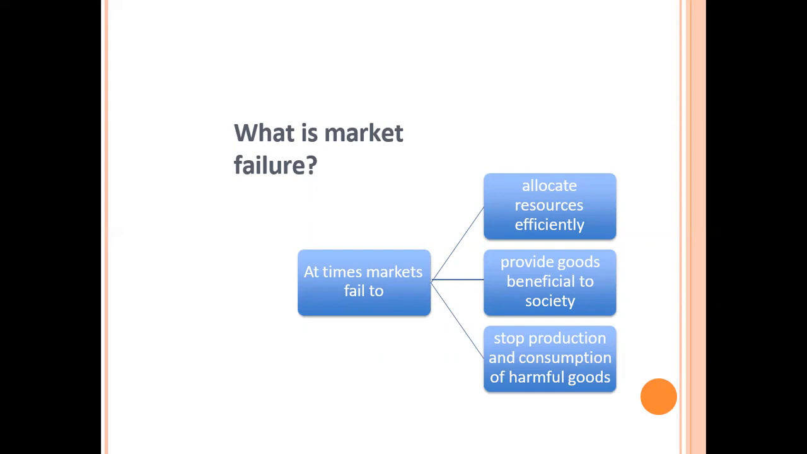Market failure arises because of imperfect information. Market failure may arise with age, race, or gender discrimination that results in unequal treatment for some workers. Such discrimination destroys the incentive to use labor resources efficiently and undermines the value placed on equal treatment for workers. Market failure also arises when the cost minimizing effort of businesses operating with the profit motive leads to pollution or other problems that must be dealt with by society. Sometimes markets fail to allocate resources efficiently, provide goods beneficial to society, or stop production and consumption of harmful goods.